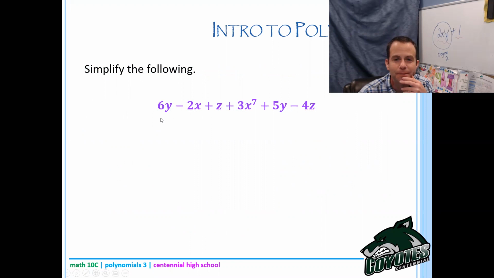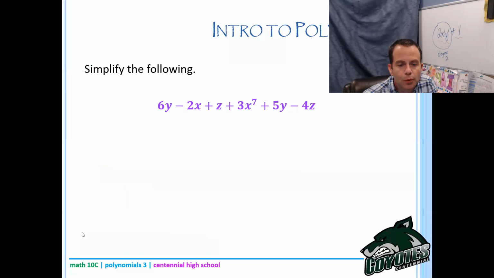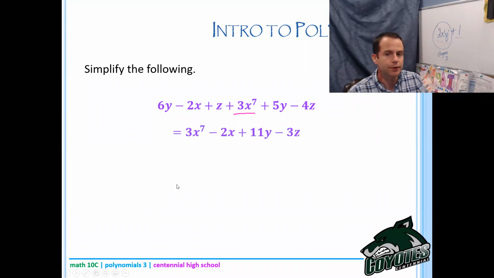Okay, simplify the following. 6y minus 2x plus z plus 3x to the 7 plus 5y minus 4z. Well, who's going to come first? When I see that, the highest exponent that should come first would be x to the 7. So 3x to the 7 will go first. I can't combine that with anything. Then everything else is degree 1. So the next thing to look at would be my x, then my y, then my z, because all the degree 1s would fit into alphabetical order. Okay? So if you can combine like terms, do so. Final answer should be 3x to the 7 minus 2x plus 11y minus 3z.